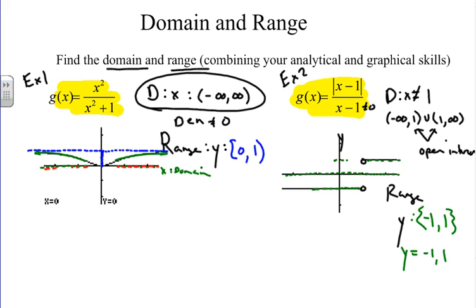And that's about it. Once again, domain is your inputs, the x, and the range is the output, which a lot of people know as the y value, or the vertical axis. Hope that helps out with how to find domain and range, both how to do it analytically and also using a graph.